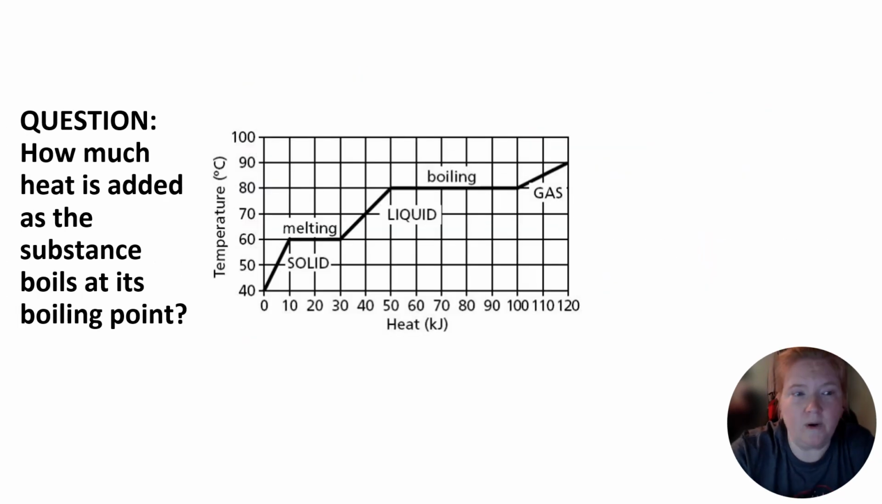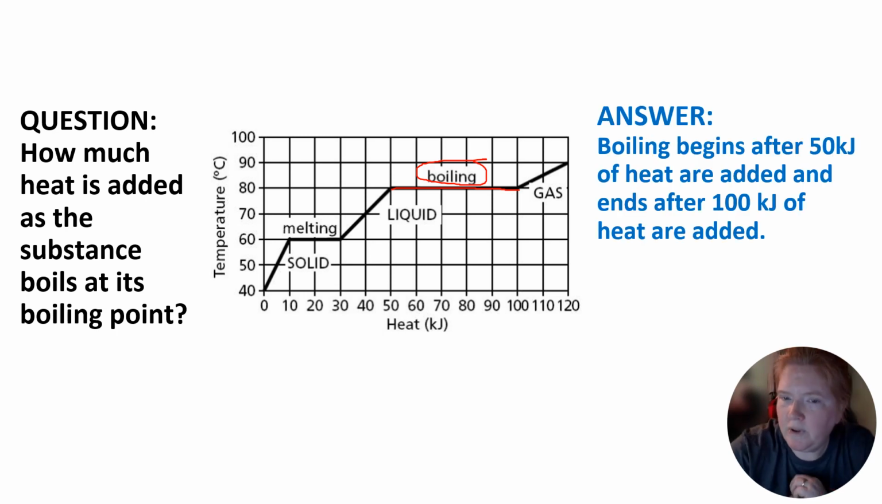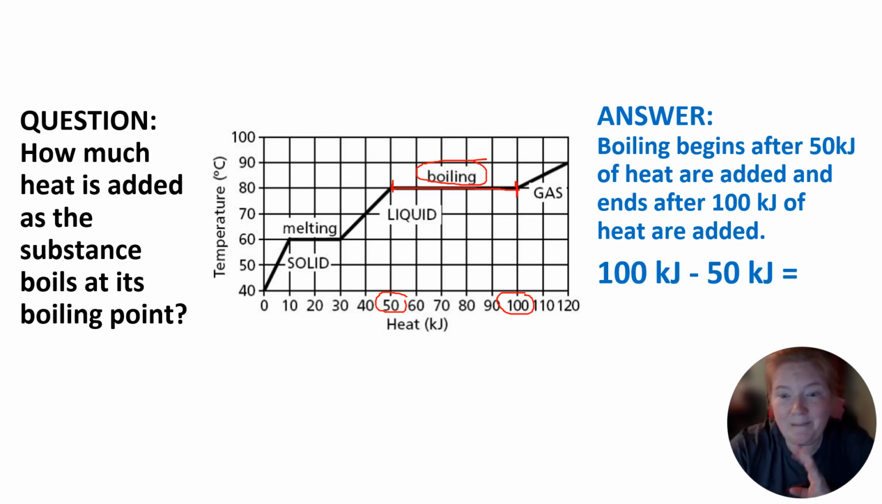All right, let's look at another question. How much heat is added as the substance boils at its boiling point? Here it's labeled boiling, so this whole line right here. Boiling begins after 50 kilojoules have already been added, and then it stops boiling when 100 kilojoules are added. That means we do 100 minus 50, so we get 50 kilojoules.